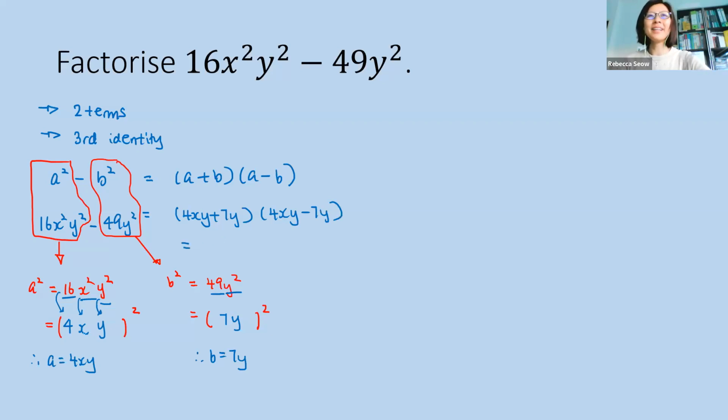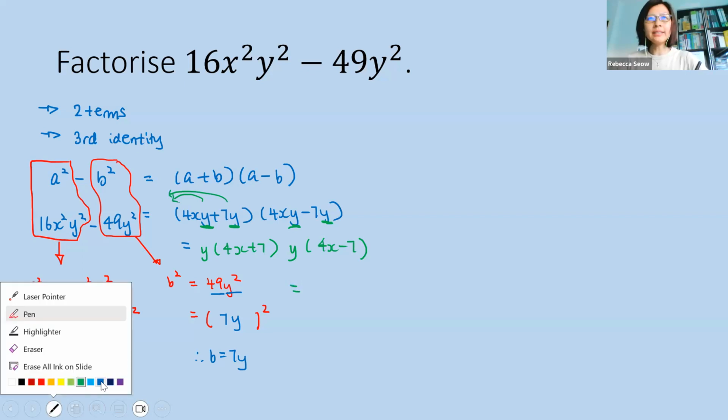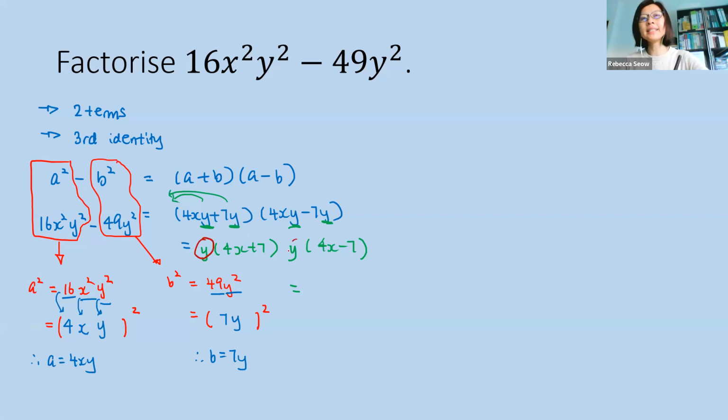Not quite. Now, do you notice that within each of the brackets, we can factorize y out as a factor. When we factorize y out of the first bracket, we end up with y on the outside, 4x plus 7 on the inside. And the second bracket, we can also factorize y out, and we end up with 4x minus 7. Last step, what do we need to do? There are so many letters everywhere. Well, we could combine the two y's. We know that y multiplied by y will give you y squared. So this would give us y squared multiplied by 4x plus 7 multiplied by 4x minus 7. And this would be our finished solution.